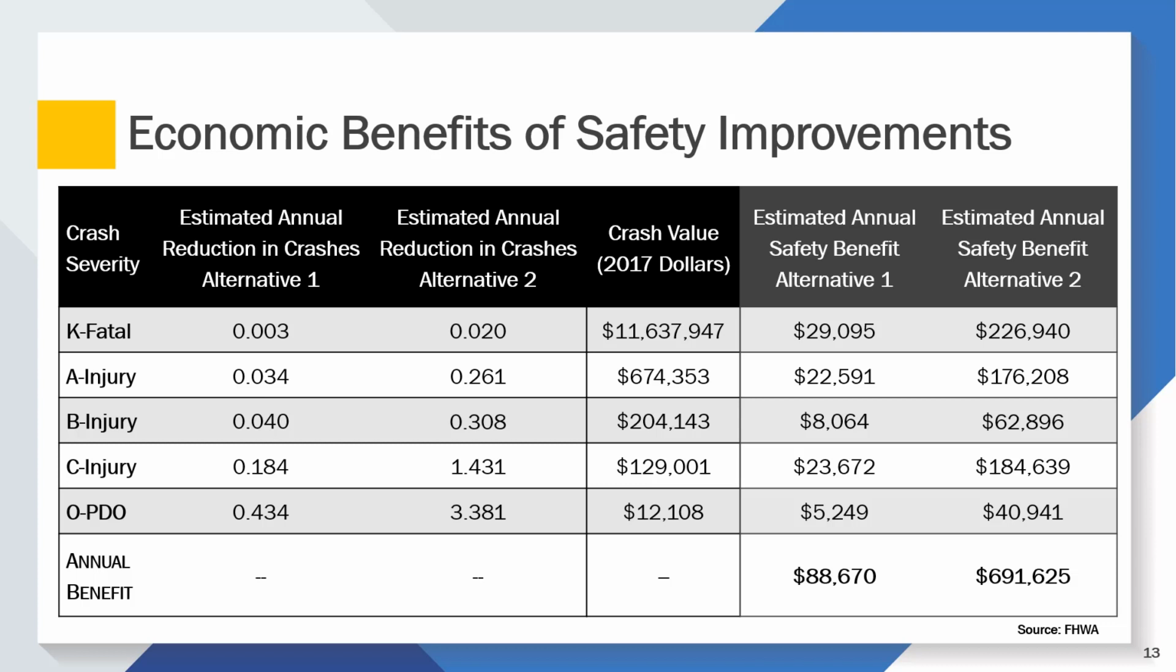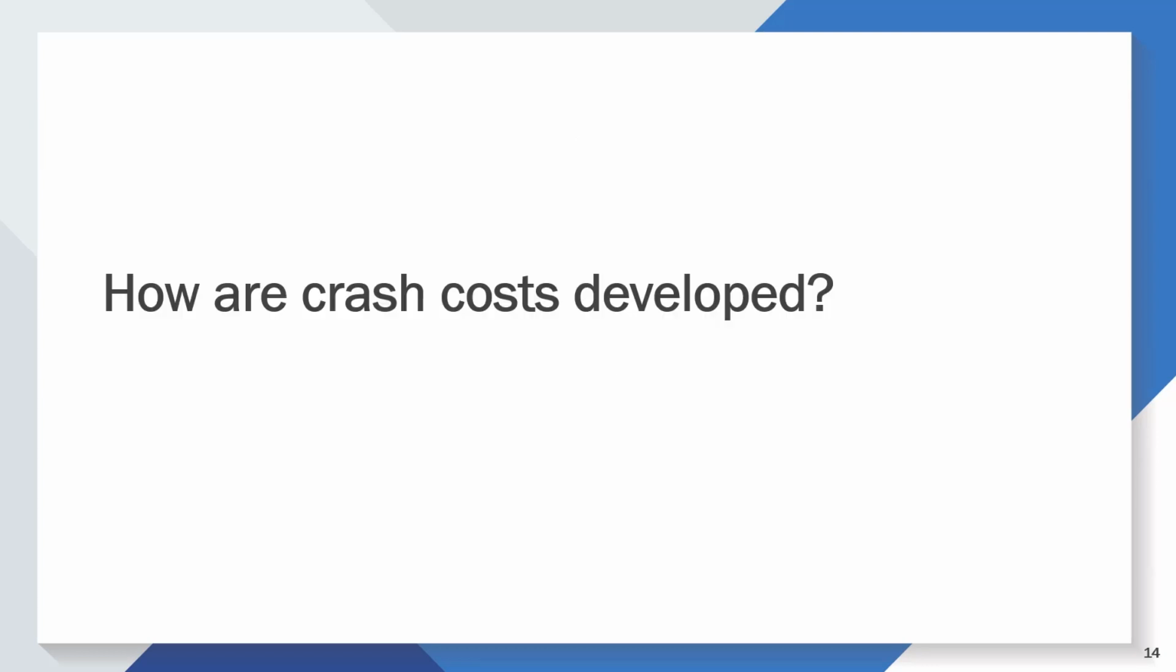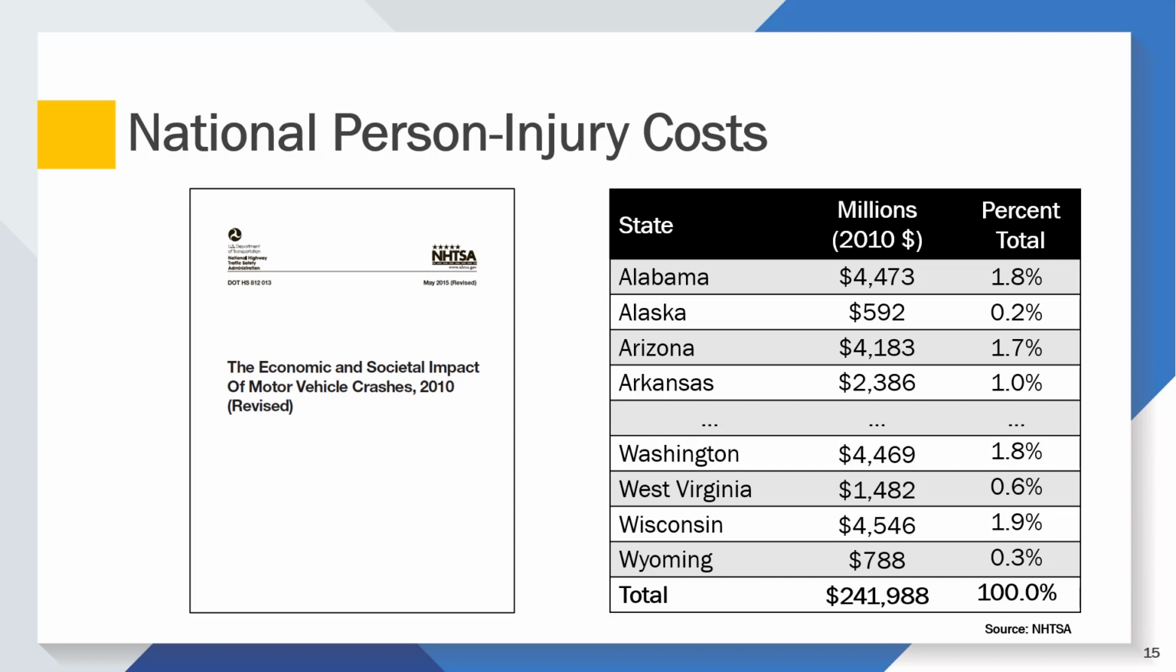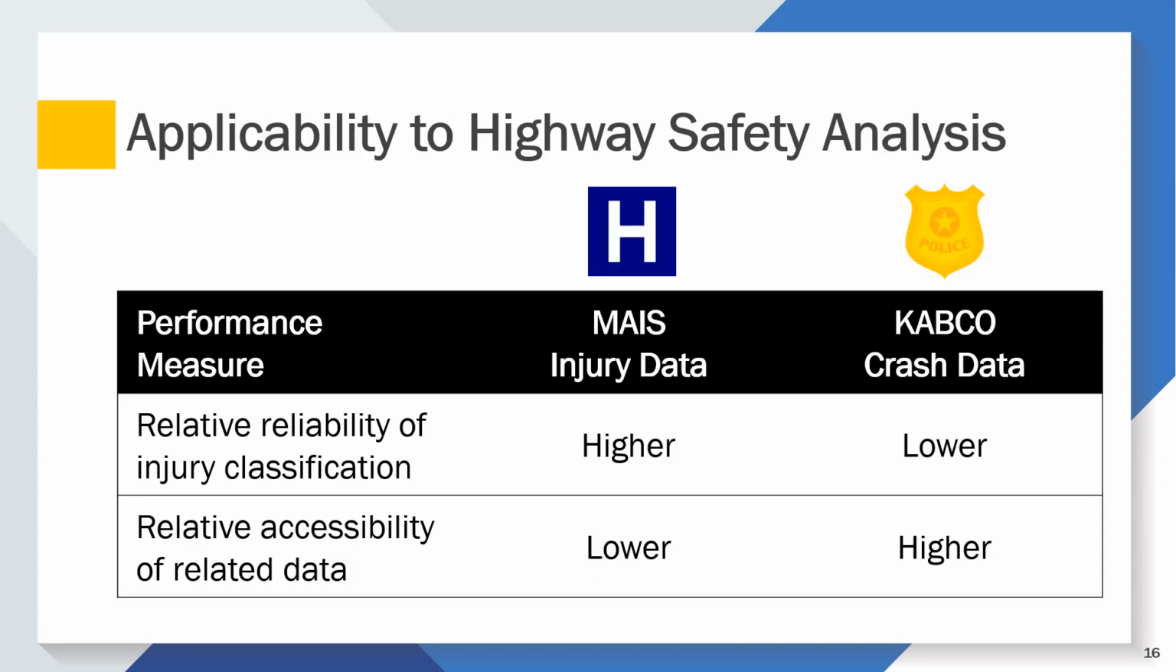This section describes how the national crash costs listed in the Crash Costs for Highway Safety Analysis Guide were developed. In a 2010 report by NHTSA that was revised in 2015, researchers estimated values of all individual crash cost components and developed person injury and per vehicle costs in terms of MAIS severity levels. The objective was to estimate the total economic impact of crashes across the United States.